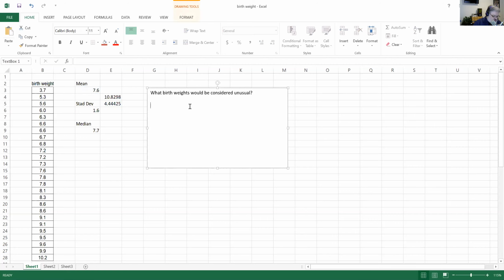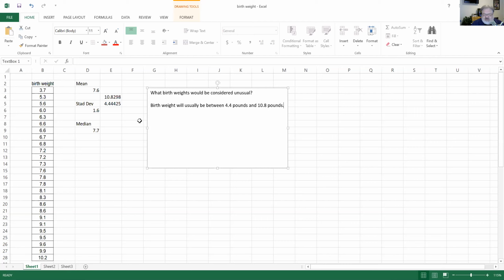So birth weight will usually be between, I'm going to say 4.4 pounds and 10.8. Because of course we always answer word problems in sentences. And rounded to 1 decimal because that's our standard unless otherwise asked.